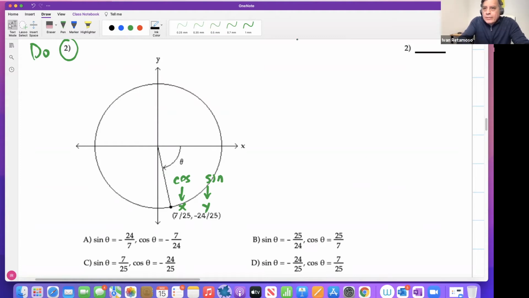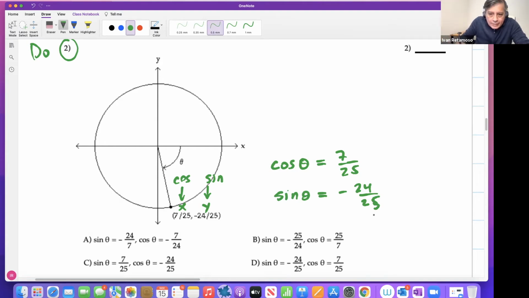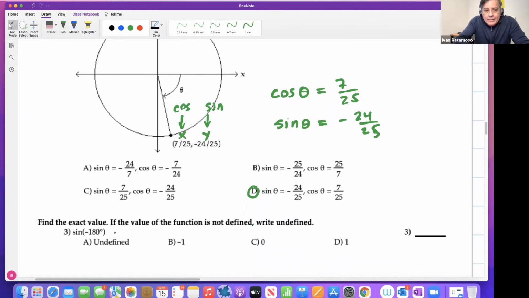Okay, guys, look, let's do it together then, and then we can move on. While looking at the unit circle, I can say that cosine of the angle theta should be the first coordinate, 7 over 25, and sine of the angle theta should be the second coordinate, minus 24 over 25, right? So therefore, if you look through the choices, the one that is stating this is choice D, right? Follow, guys? Great.